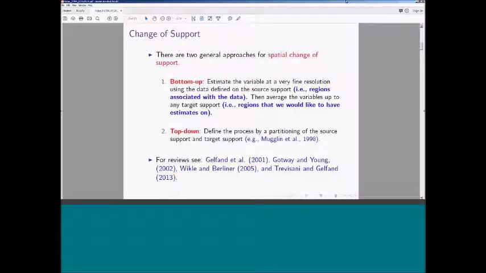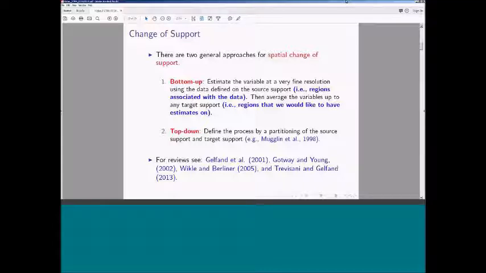Okay, so there's two general approaches to doing spatial change of support. So I'll describe that first. There's a bottom-up approach, where you estimate the variable at a very fine scale of geography, very fine resolution, and we call that a source support. So these are the regions that are associated with the data, and then you average the variables up to some sort of target support. So that's the region that you're interested in having estimates on.